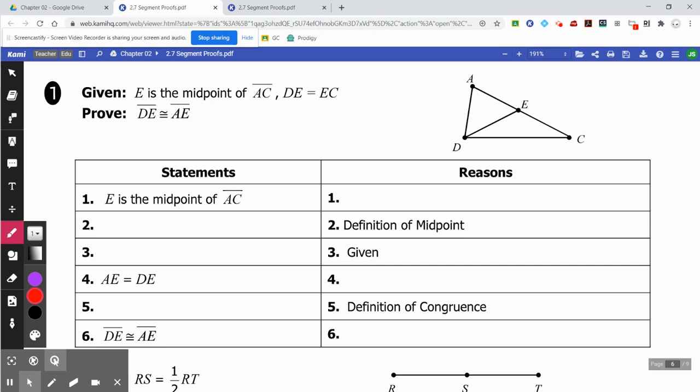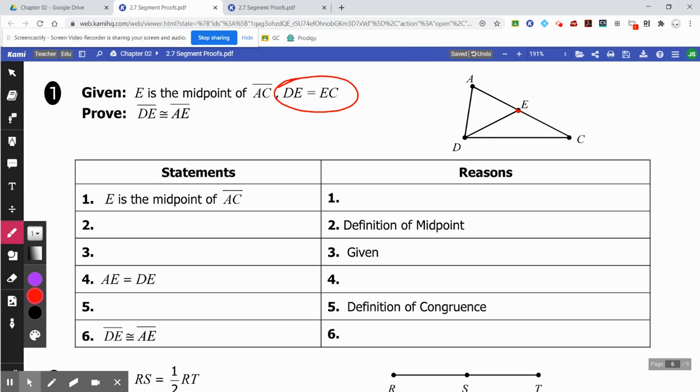In the given, we know that E is the midpoint. So that means that these are going to have to be the same. But we're also given that DE and EC are the same. So since EC is one tick mark, then DE is one tick mark. So that means by the transitive property, these would have to be the same. So that's your plan. So let's go ahead and jot that down.